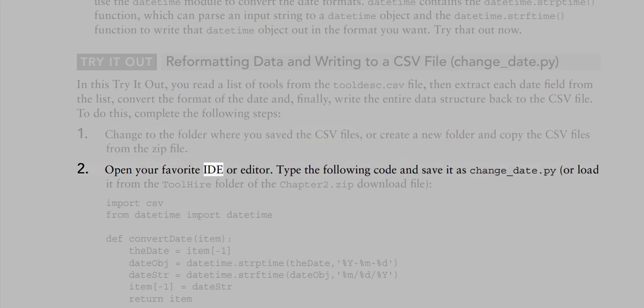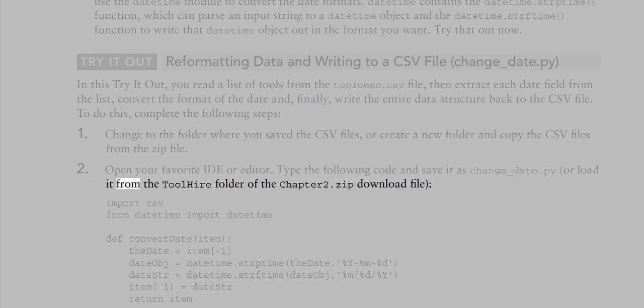2. Open your favorite IDE or editor. Type the following code and save it as change_date.py, or load it from the toolhire folder of the chapter2.zip download file. Import csv. From datetime import datetime. Def convert_date(item): the_date equals item[1]; date_obj equals datetime.strptime(the_date, '%Y-%m-%d'); date_str equals datetime.strftime(date_obj, '%m/%d/%y'); item[1] equals date_str; return item.